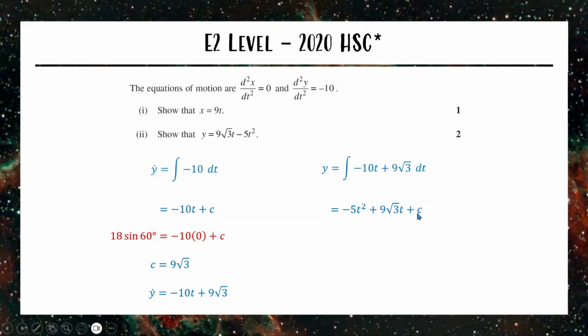Once again, we get a constant, which we will ascertain, that's a fun word, by using our initial conditions. When t is equal to 0, we are at the origin, which means y is equal to 0. So we have 0 equals lots of zeros plus c, and so c is our initial displacement vertically, which is just nothing. Which gets us our equation required for 2 marks: y equals minus 5t squared plus 9 root 3t. Okay, so far all very straightforward stuff. Quite often in the HSC they don't get you to prove these results, they just give them to you and then get you to do cool stuff with them, which we'll see in a later example in this video.